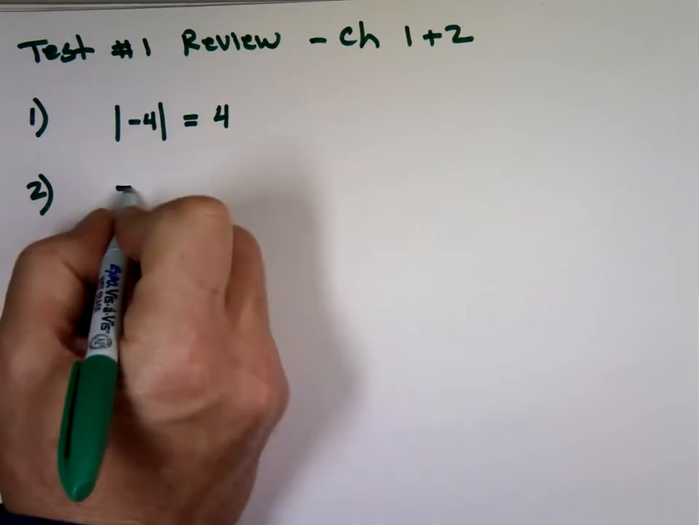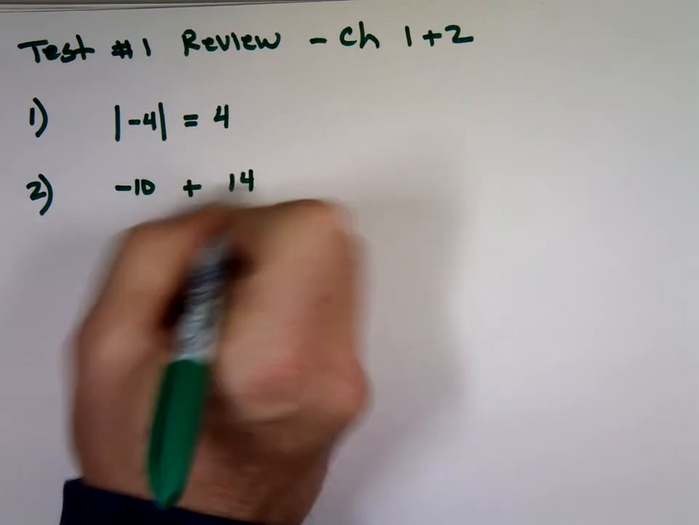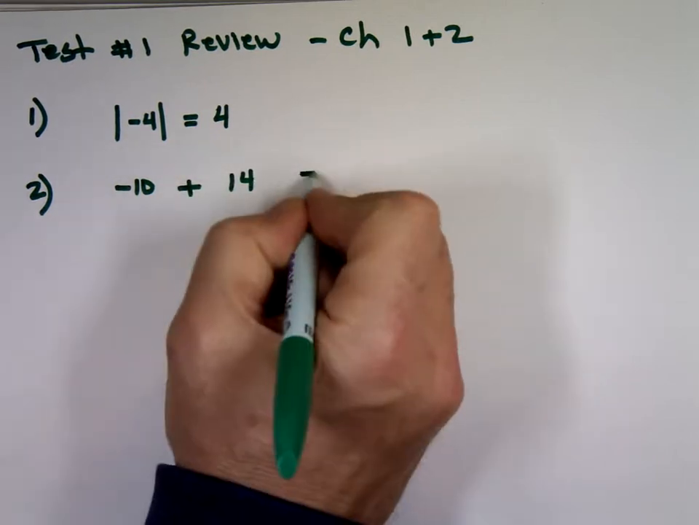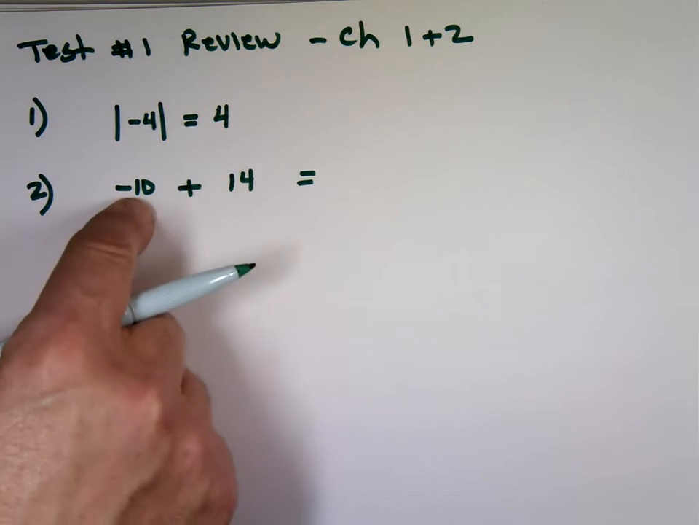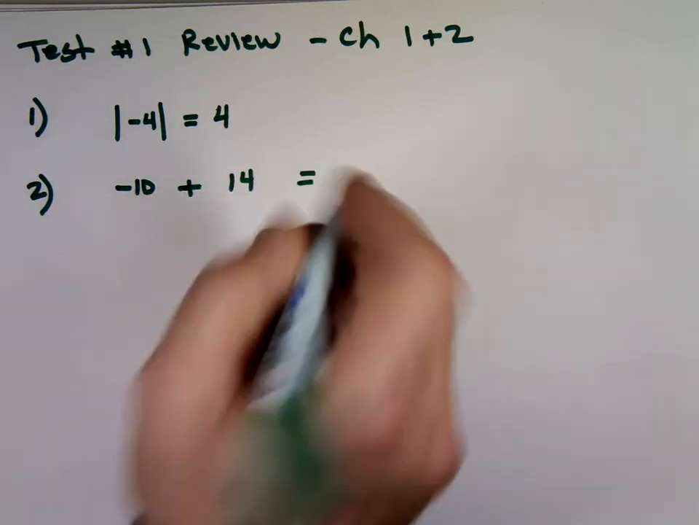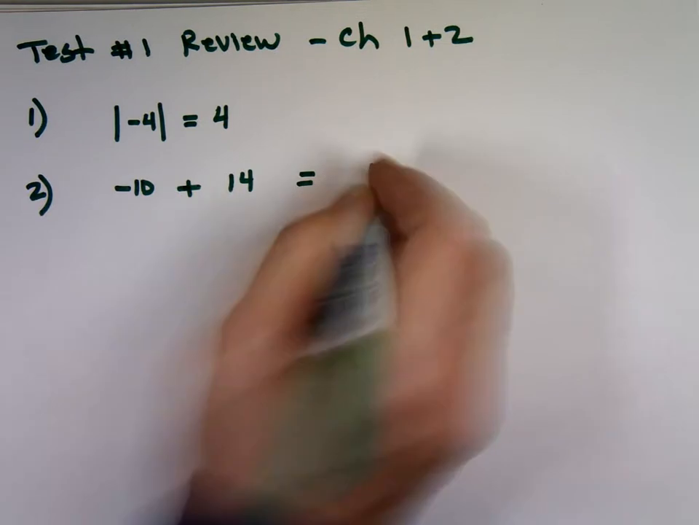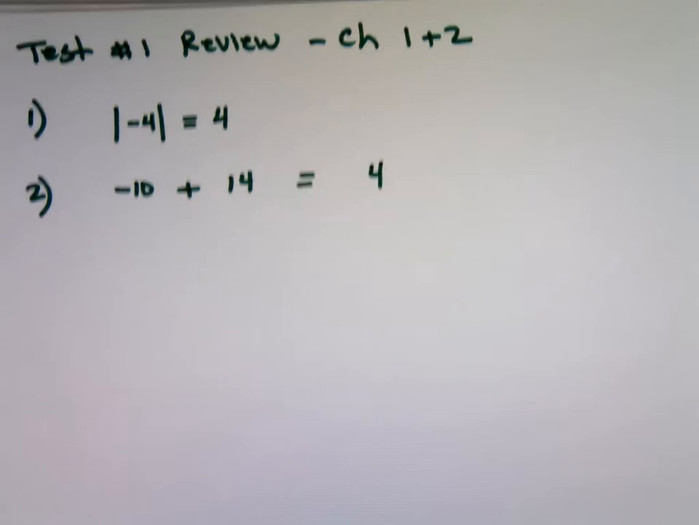Question number 2. What's negative 10 plus 14? 4. The reason is 4, notice the numbers have different signs. Subtract the 10 from the 14. What's 10 from 14? 4. And what's the sign of the larger absolute value here? That's positive.